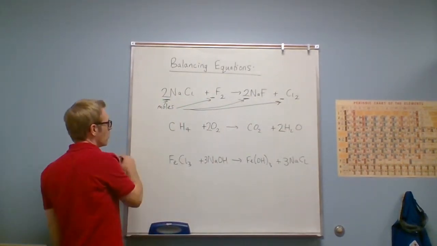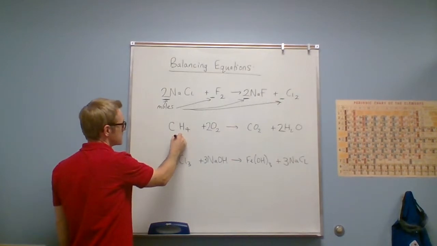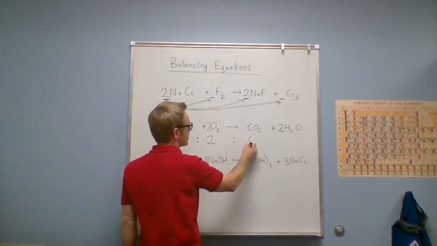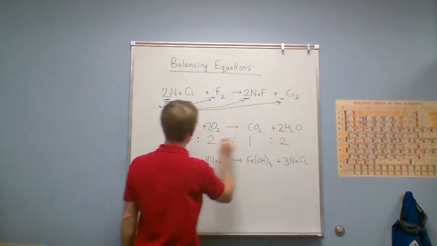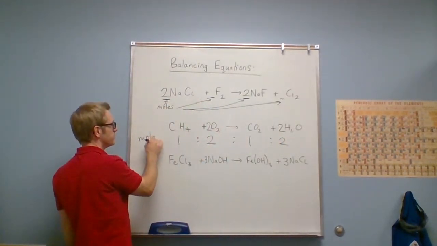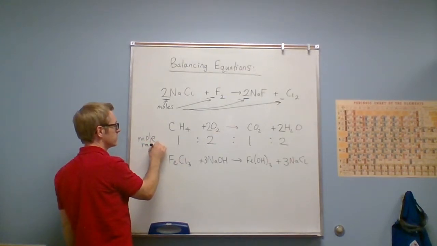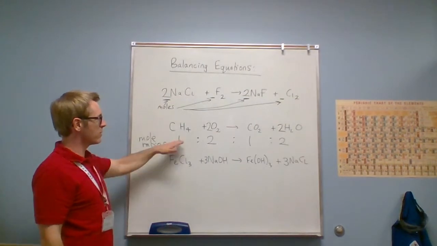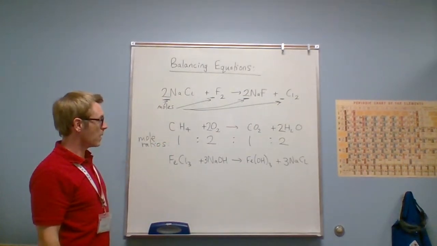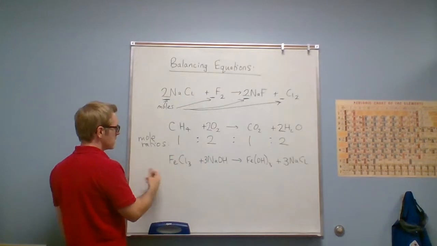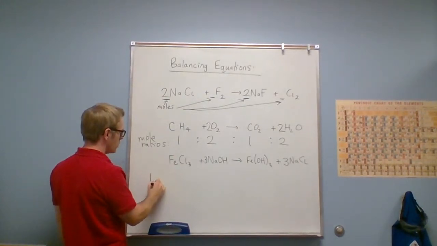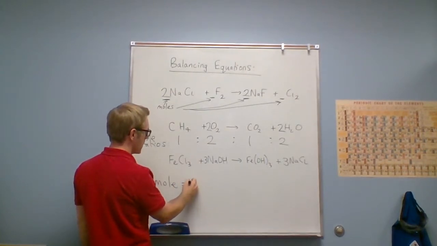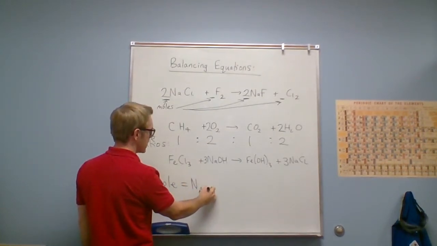So we talk about mole ratios. You could say this is a 1 to 2 to 1 to 2, where these are mole ratios. Okay, so we have mole ratios. We'll see in a second that a mole is equal to Na, where Na is Avogadro's number.